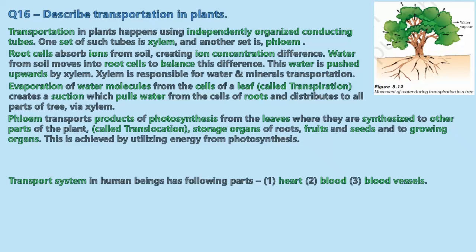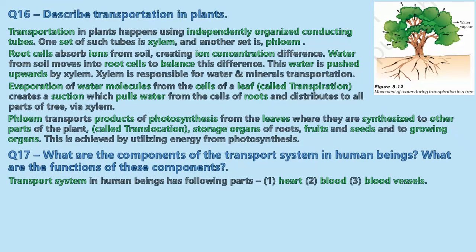Okay, the storage organs of the roots, fruits and seeds, and the growing organs of the plants all need the food and the energy that is generated using photosynthesis. This is achieved by utilizing energy from photosynthesis. The flow of food and the energy created by photosynthesis happens through phloem to various parts of the tree. This is called translocation.